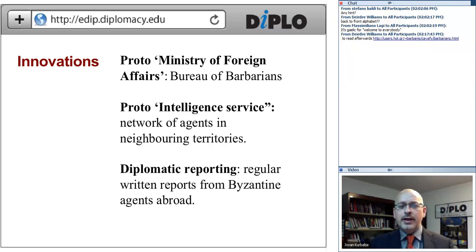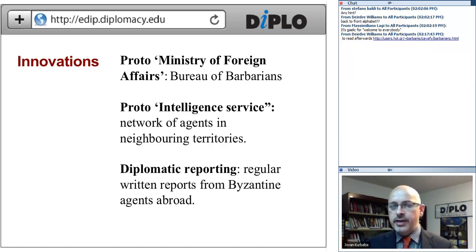But at the same time, they introduced a few gradual innovations in diplomacy. First, they created the so-called Bureau of Barbarians. Barbarians means foreign, uncivilized people, mainly nomadic tribes from Central Asia and the Balkans. One can call it a proto-Ministry of Foreign Affairs, which continuously managed foreign relations with those tribes. As you will see, they collected a lot of information, organizing visits, protocol and ceremonial aspects.